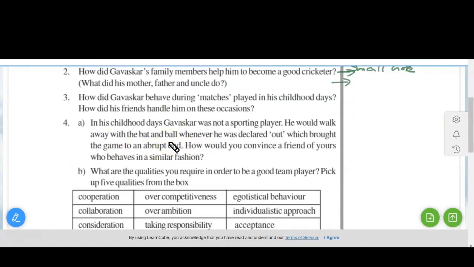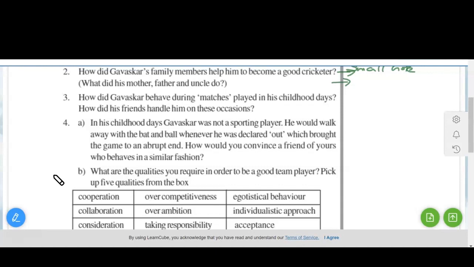Next question. In his childhood days, Gavaskar was not a sporting player. He would walk away with the bat and ball whenever he was declared out, which brought the game to an abrupt end. How would you convince a friend of yours who behaves in a similar fashion? This is a question which you have to answer from your side. Just put yourself in the shoes of Sunil Gavaskar's friend, and tell how you would tackle a friend like this, and how you would convince him, or tell him this is not the way to work as a team, and what you are going to do. So you have to write it in your own way and find out the answer.